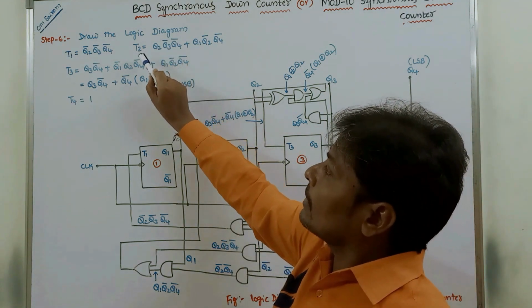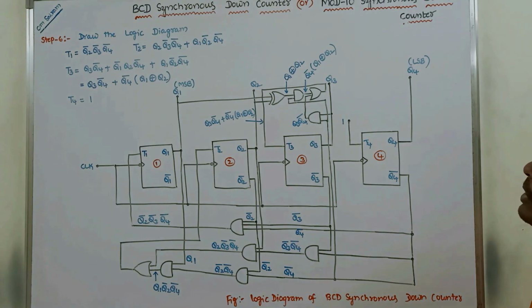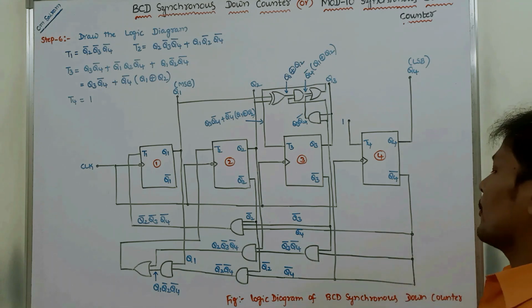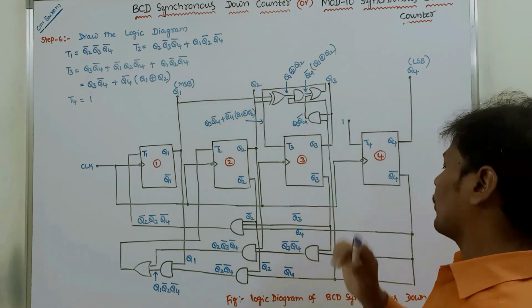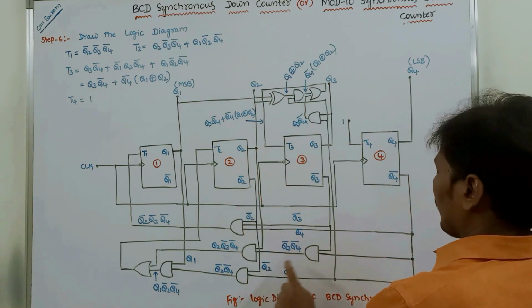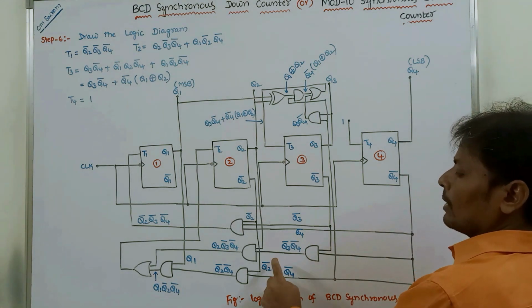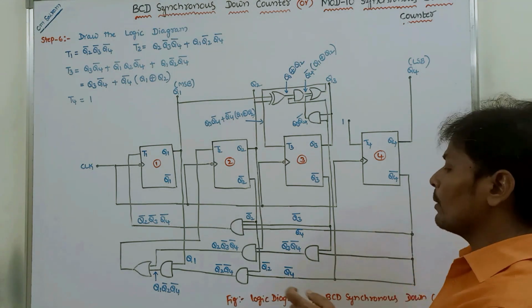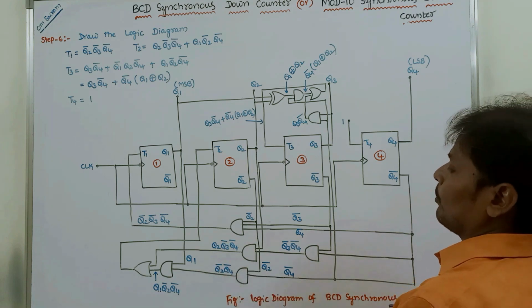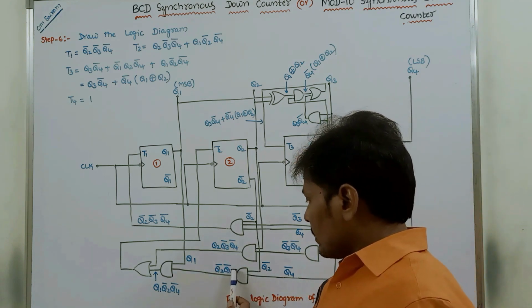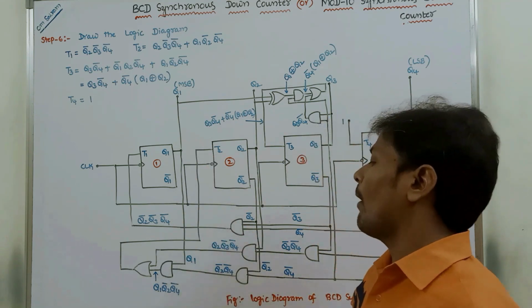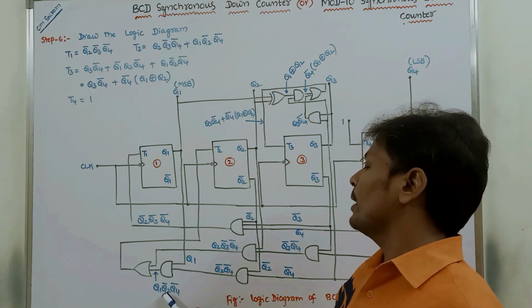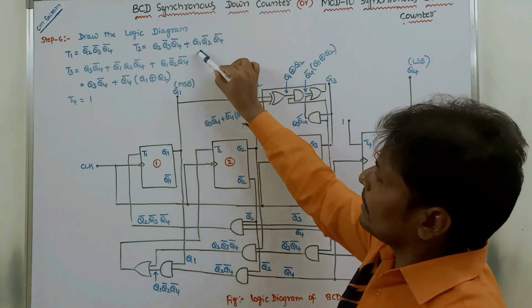Next is T2. T2 is equal to Q1 into Q2 bar into Q4 bar plus Q2 into Q3 bar into Q4 bar. First one is Q2 bar into Q4 bar. I am taking Q2 bar and Q4 bar, which can be applied to a two input AND gate. We are getting Q2 bar into Q4 bar. This output and the Q1 output can be sent to a two input AND gate. Then we are getting Q1 into Q2 bar into Q4 bar.